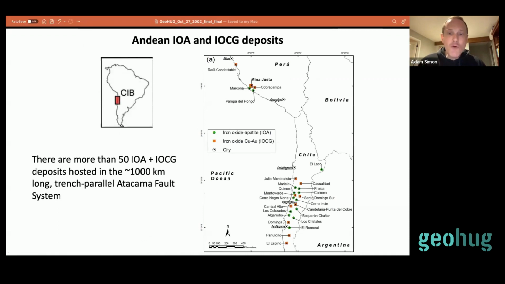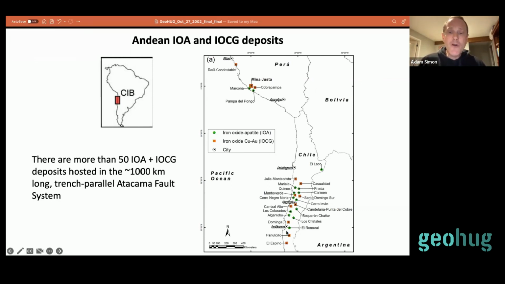We, meaning my group and my collaborators, have spent most of the last 10 years focused on IOCG and IOA deposits in the Andean arc. The map on the right shows you one of the deposits we've spent a lot of time working on, Mina Justa, which has been the dissertation topic for Maria Alejandra Rodriguez Mustafa, who defends her dissertation on Friday.